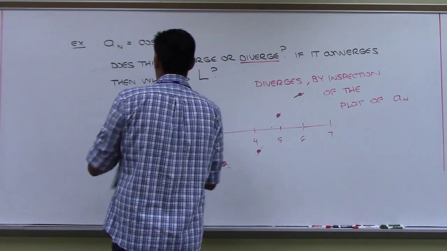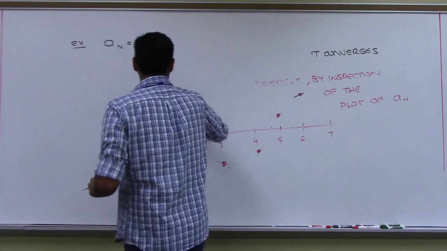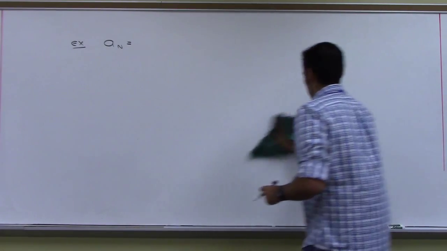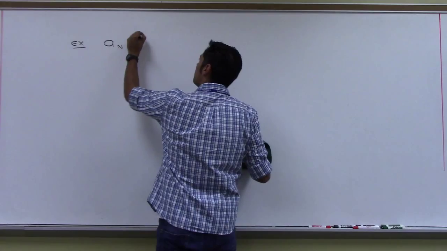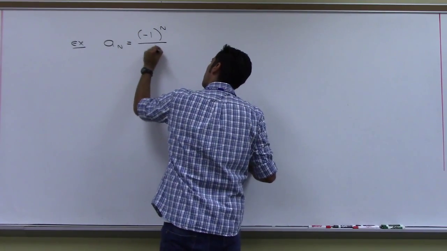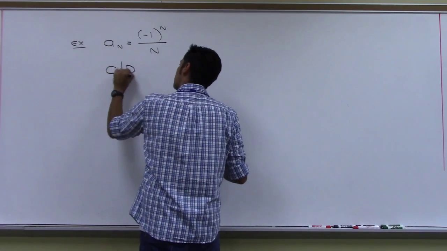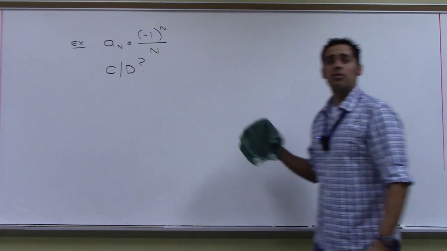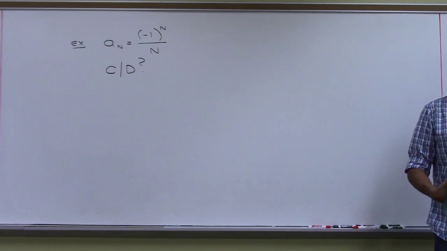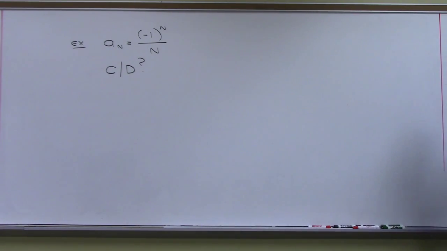Okay, how about this? Same question. I don't want to write it over and over. a sub n is negative 1 to the n over n. And I'm just going to put C/D for does it converge or diverge. And just remembering that if it does converge, we need to figure out what it converges to, right? So what do you think?